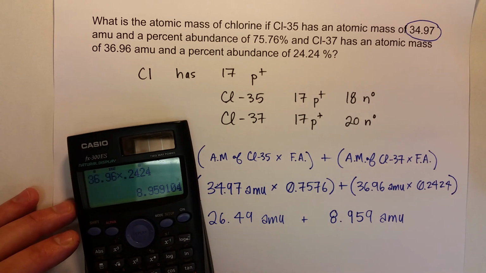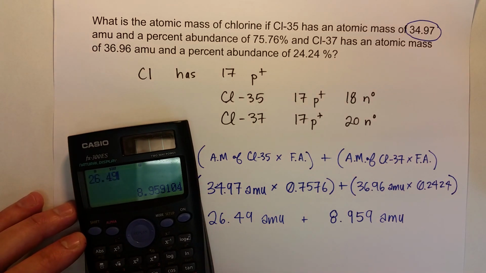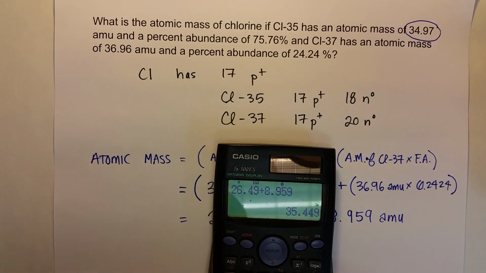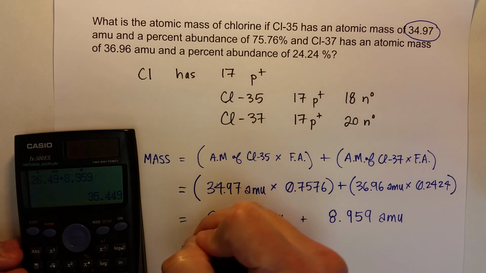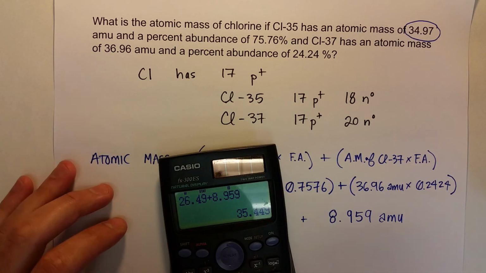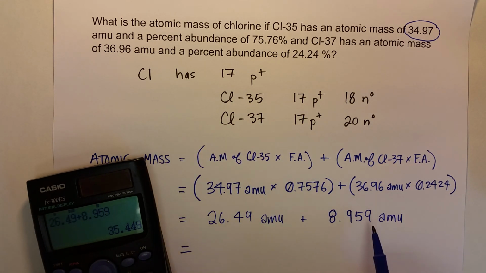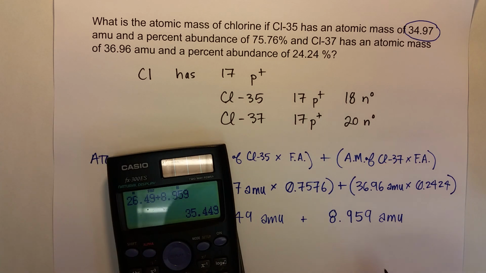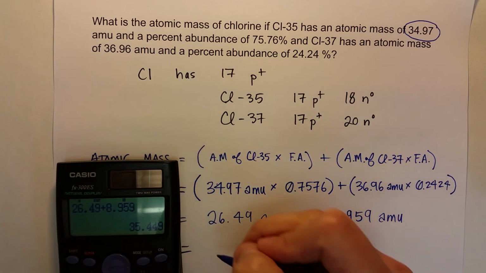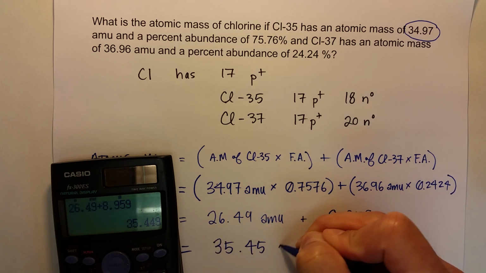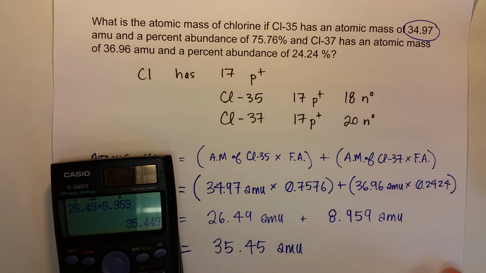And then finally we've got to add these two values. 26.49 plus 8.959 gives us 35.449. But again, we've got to cut this down according to our significant figure rules. Since this is addition and subtraction, we've got to go with the least number of decimal places. I've got 2 and 3, so I've got to cut this down to 2. So that will give me a final answer of 35.45 atomic mass units, or AMUs.